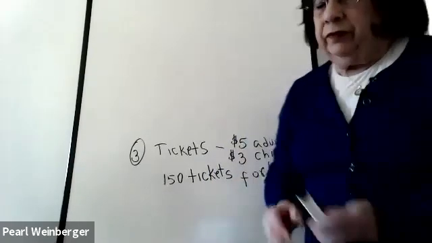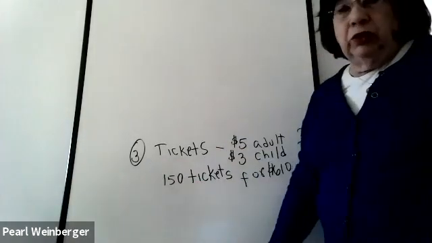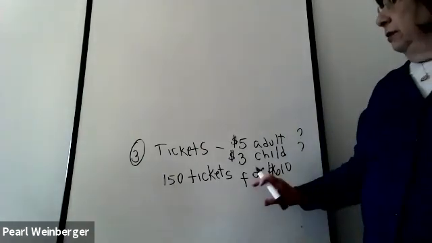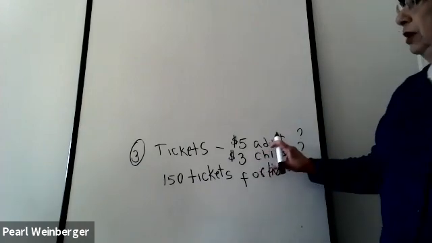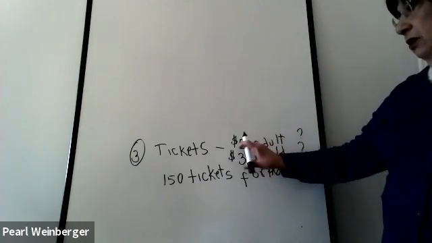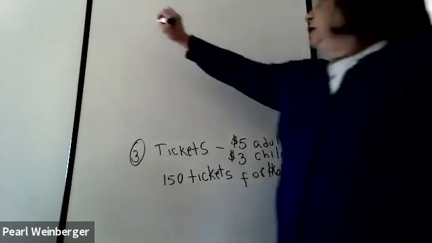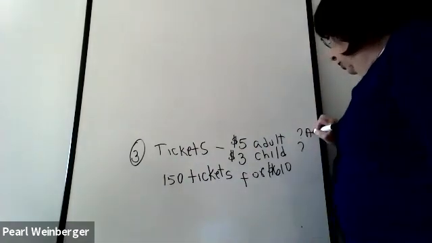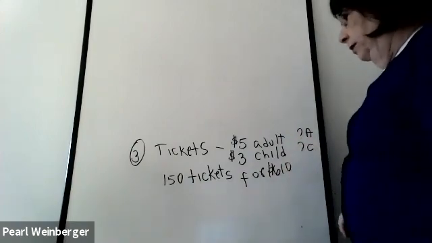Okay. All right. Now this one is a word problem where we're going to have to set up a system of equations and solve it. Now we were told there were 2 types of tickets, adult tickets and children's tickets. Let's call the adult tickets A and the children's tickets C. You could have called them X and Y as well.